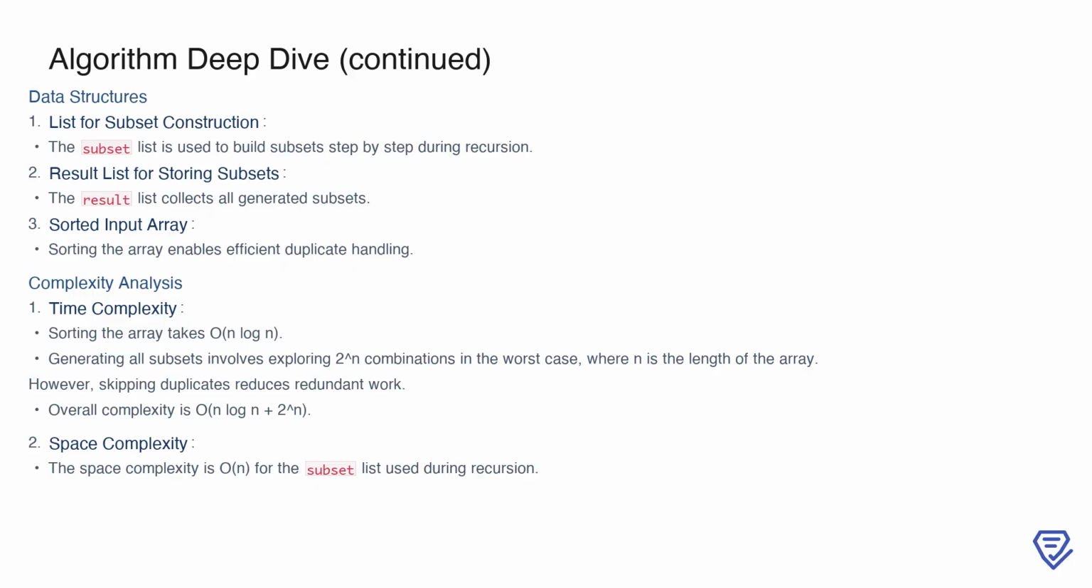However, skipping duplicates reduces redundant work, making the process more efficient in practice. The space complexity is O(n), as we maintain the subset list during recursion. This combination of sorting and backtracking ensures an optimized solution.